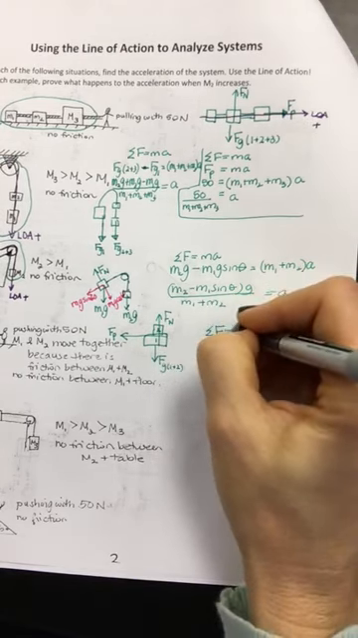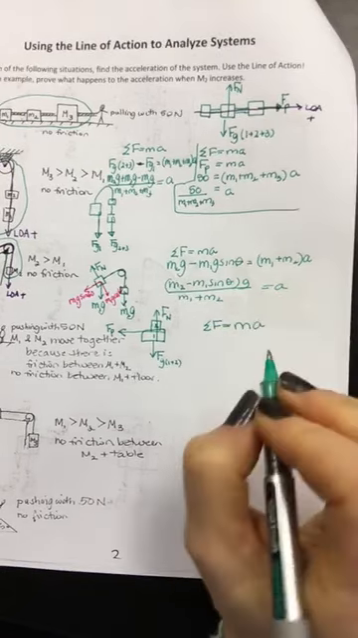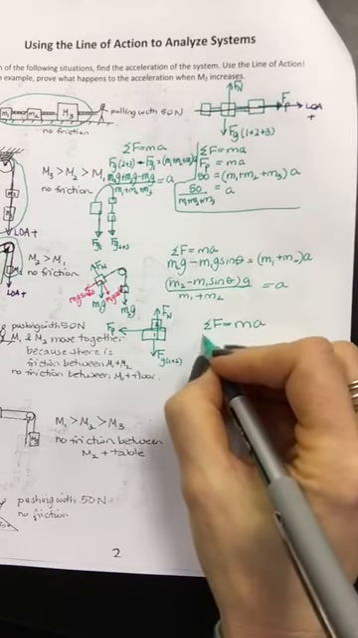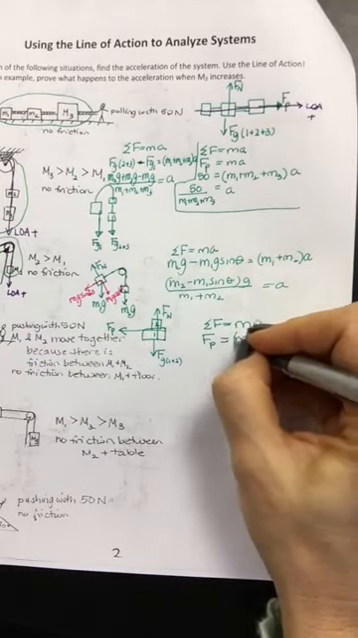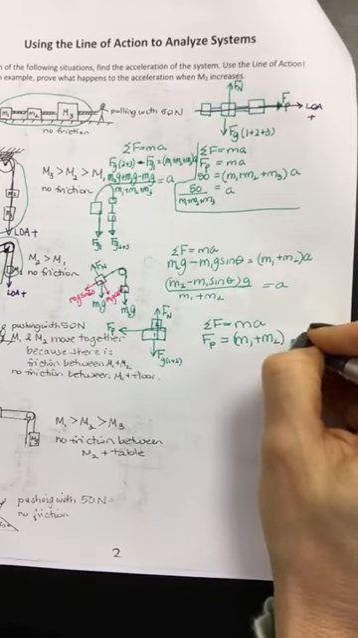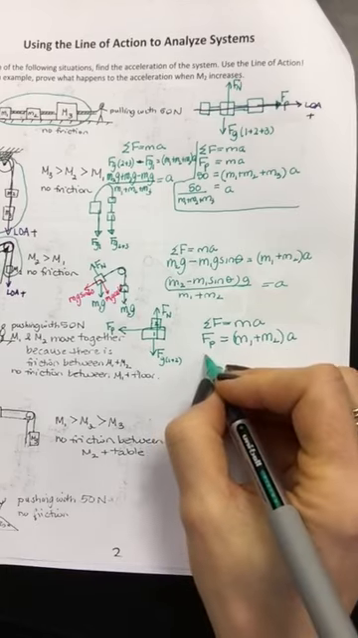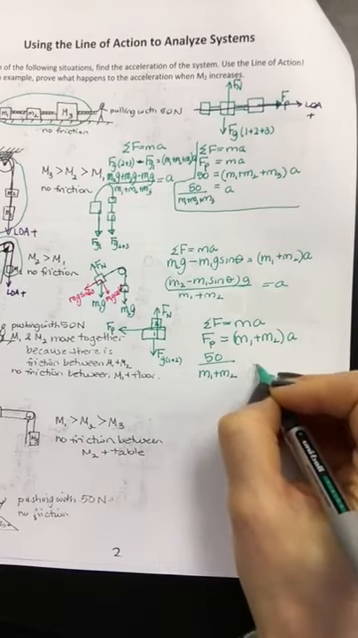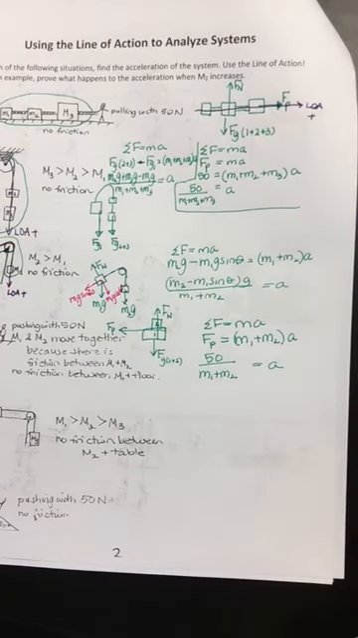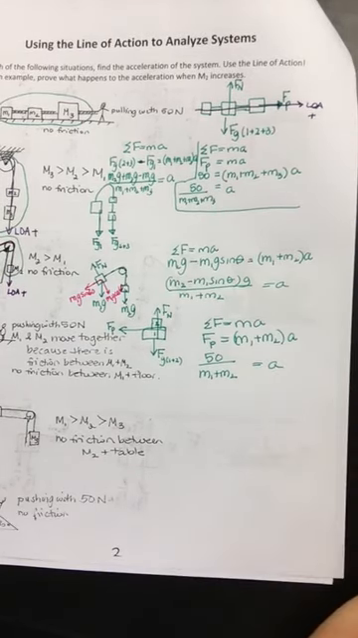So when I write my line of action second law equation, all I've got is this push, and I made that way positive. And you just have to remember to add the total system mass in. So it's going to be 50 divided by m1 plus m2 equals acceleration. Very much the same as number 1, different situation. Come up with almost the same equation.